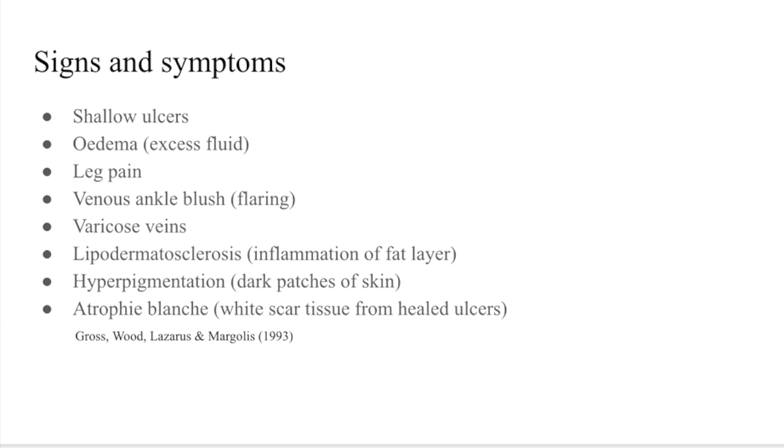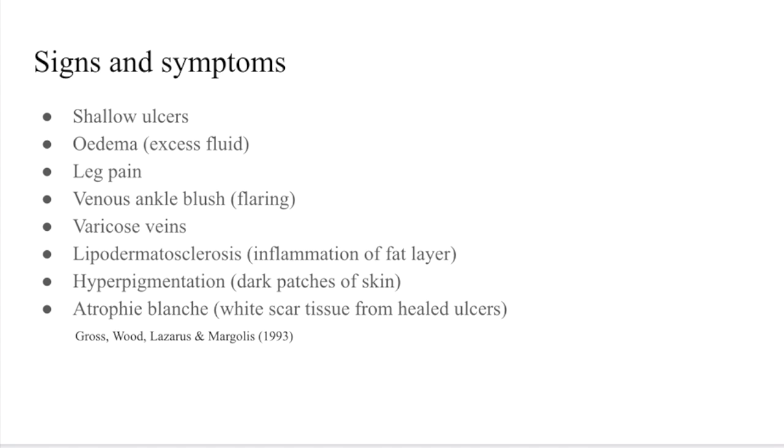Lipodermatosclerosis is the inflammation of the fat layer of the skin and is heavily linked to venous disease. Hyperpigmentation is the presence of dark spots on the skin and could be caused by skin damage via the sun or inflammation of the skin. Atrophie blanche is the presence of white scar tissue located typically where a healed ulcer has occurred.